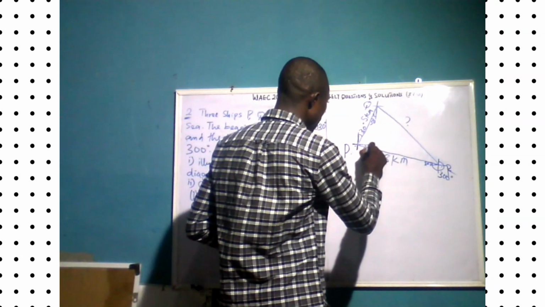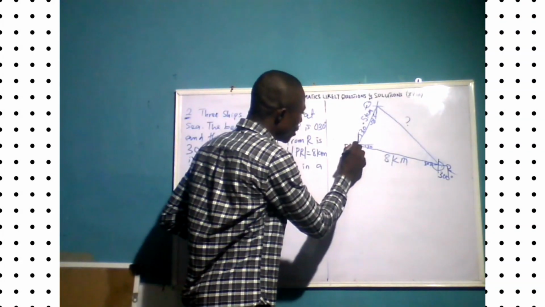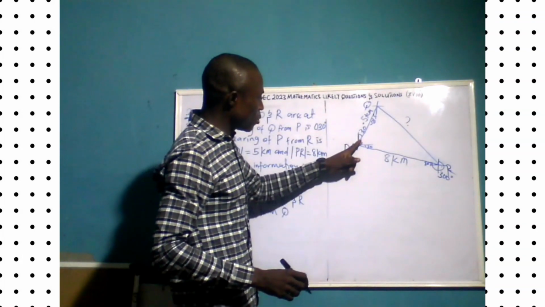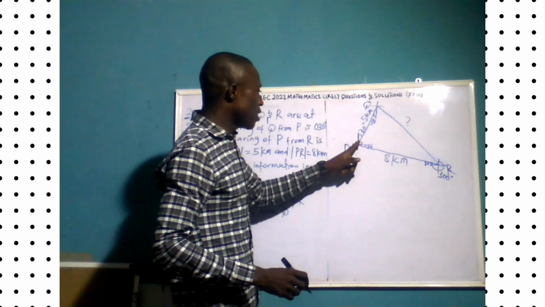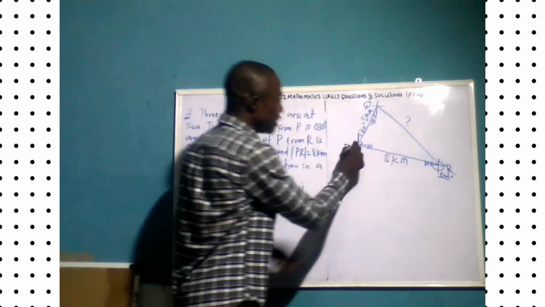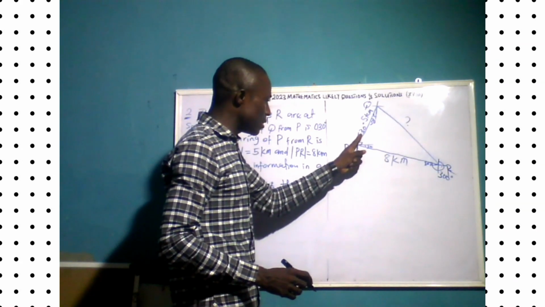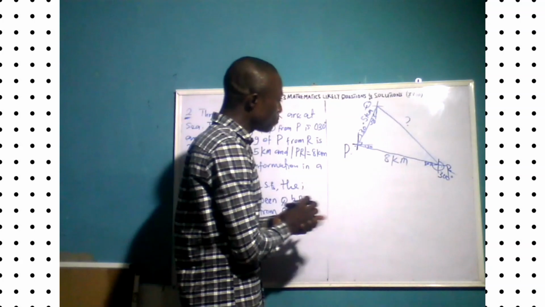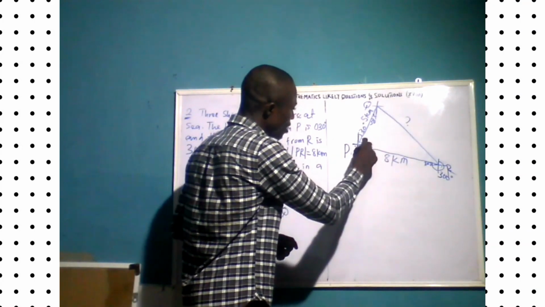If the whole angle here is a right angle, equal to 90 degrees, and part of it is 30 degrees, the remaining part will be 90 minus 30, which gives us 60. So it means that here will be 60.